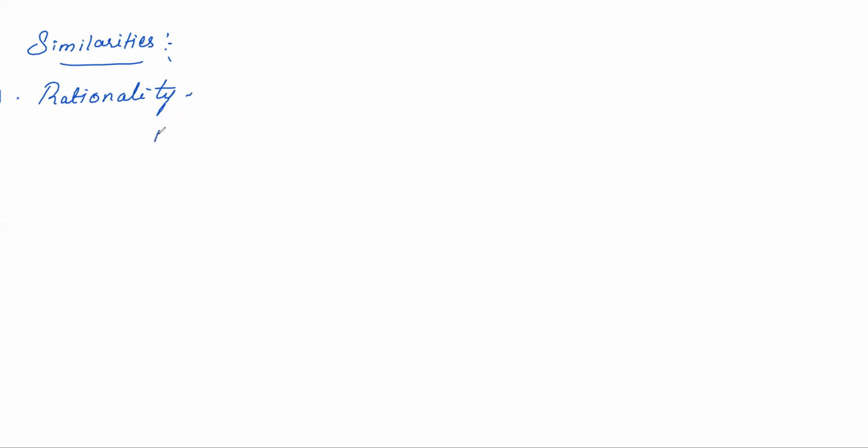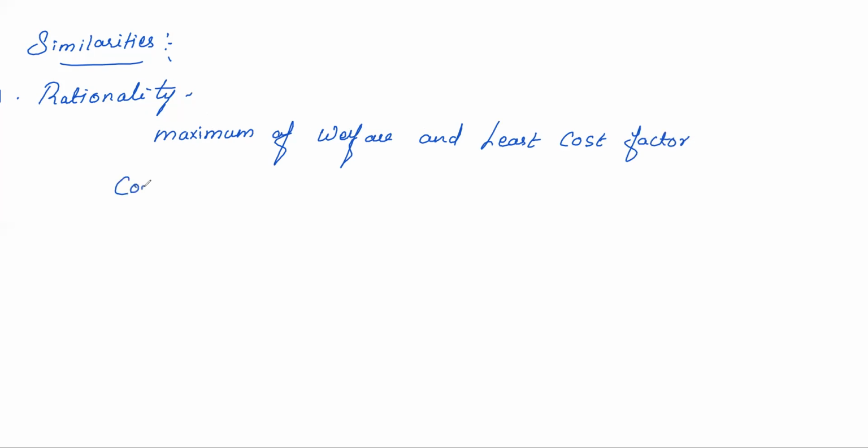Maximum welfare and least cost factor combination underlie both. Okay, இது first one. அது என்ன அப்படின்னா நம்மளுக்கு அதிக நலனைப் பெறுவது தான் அதோட முக்கியமான நோக்கமா கொண்டிருக்கிறது. சரிங்களா? Second one is the limit to borrowing.